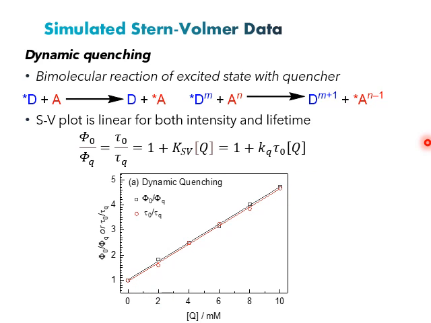So it is valuable to do both the intensity-based and the lifetime-based quenching analysis because, again, those two together can tell you what type of quenching you have. And this is the first possibility where the 2 overlay, and that tells you have dynamic quenching.